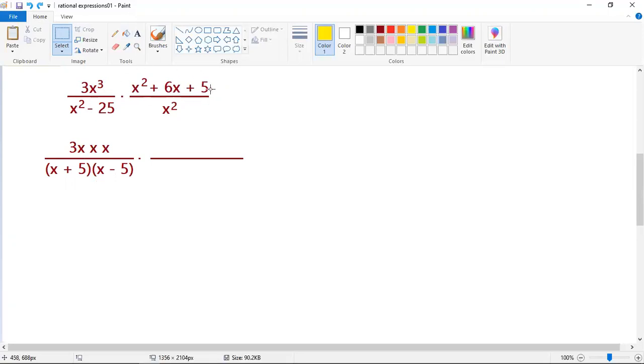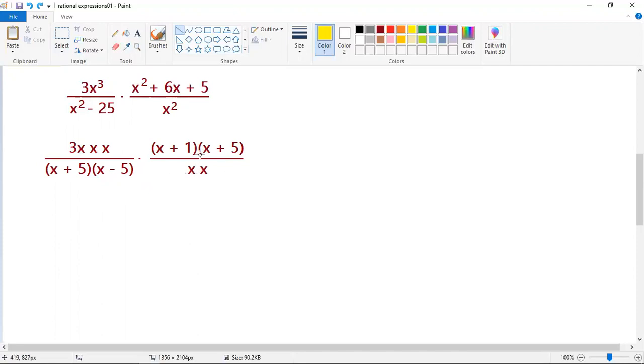This trinomial has a 5. The factors of 5 are just 1 and 5. So we have x plus 1, x plus 5. And x squared definitely is 2 x's. So there you go. With 3 and x cubed and the 2 x's here and the factors here, we can cancel out common variables and the factors.